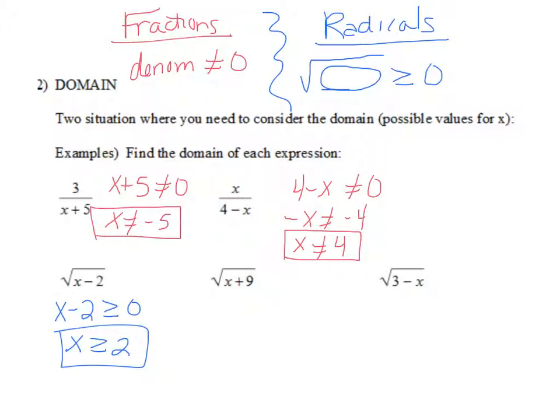Okay, let's try this next one. The radicand on this one is x plus 9, and I want to make sure that it stays positive. Subtract the 9, so x has to be greater than or equal to negative 9.